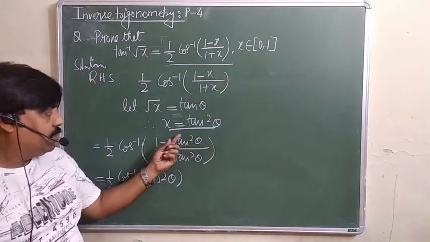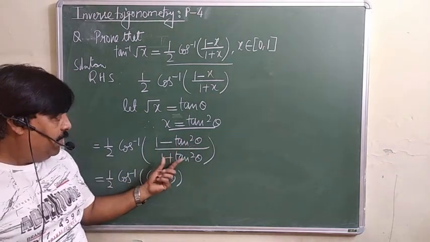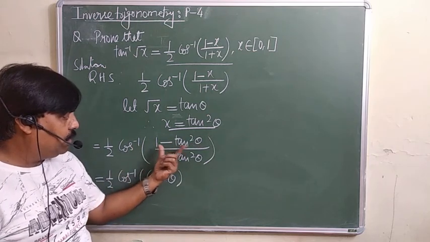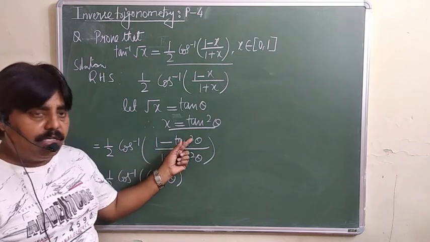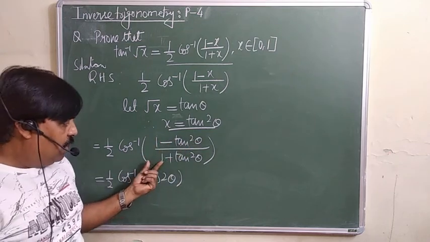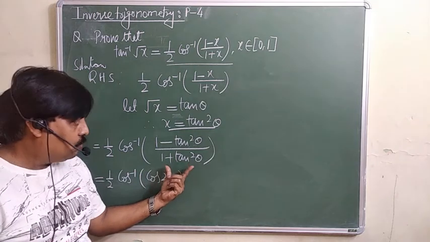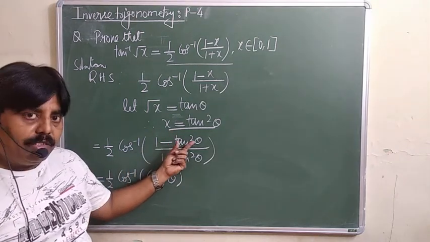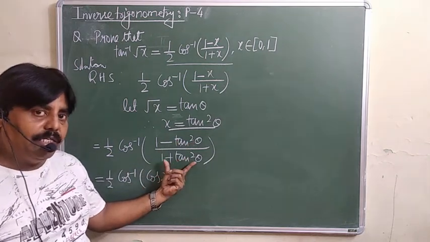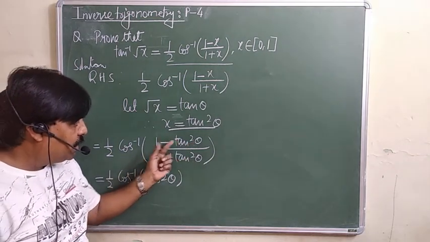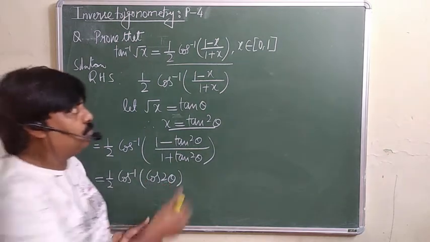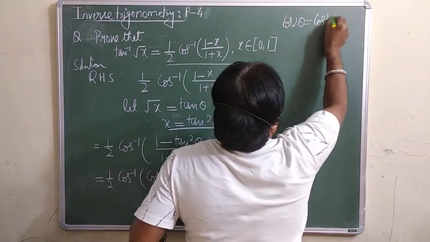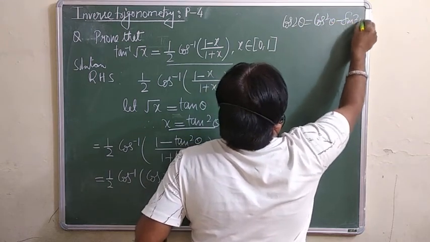If you expand this, tan square theta is sin square theta over cos square theta. Taking the LCM, you will get cos square theta minus sin square theta over cos square theta in the numerator, and cos square theta plus sin square theta over cos square theta in the denominator. Cos square theta cancels out. So finally in the numerator we get cos square theta minus sin square theta, and in the denominator cos square theta plus sin square theta, which is equal to 1. And cos square theta minus sin square theta is cos 2 theta.